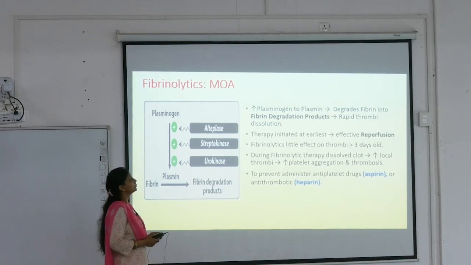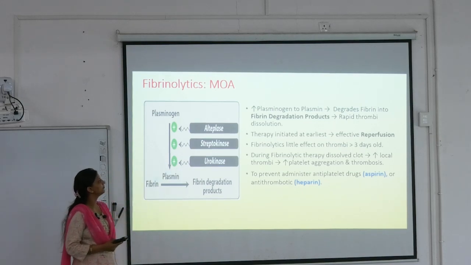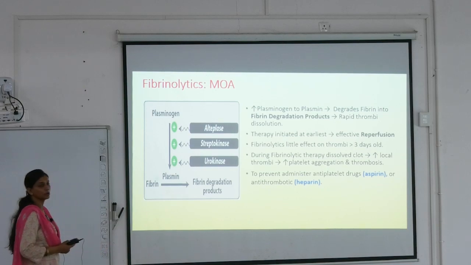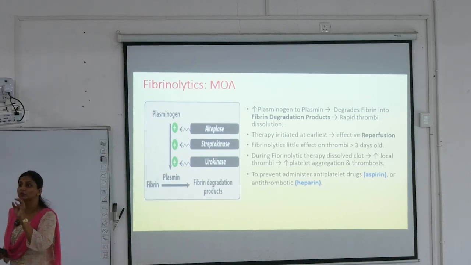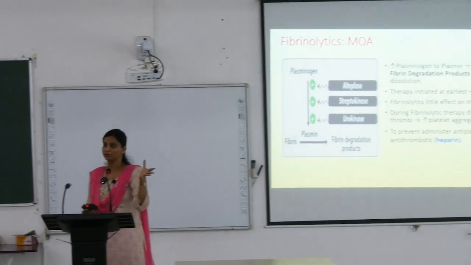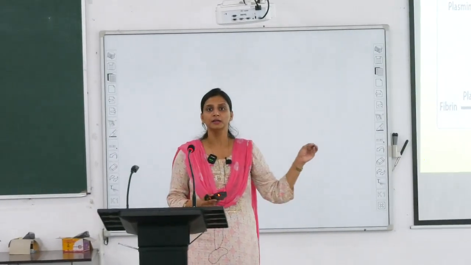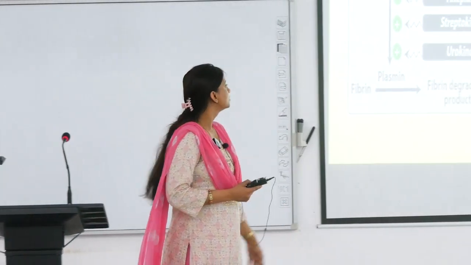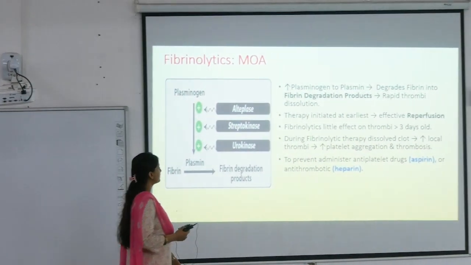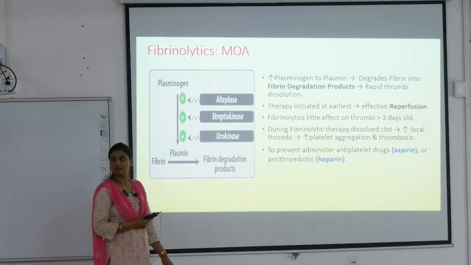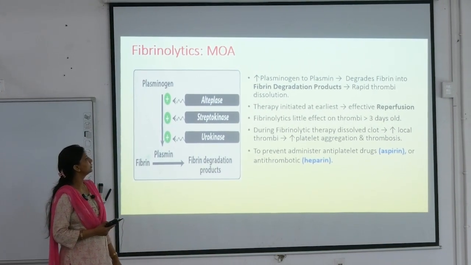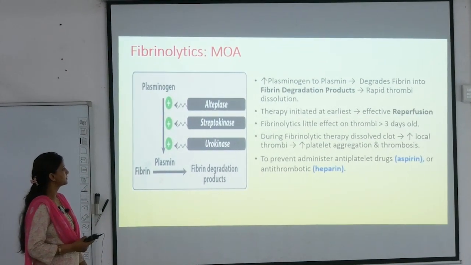Increased plasminogen to plasmin causes the degradation of fibrin into fibrin degradation products and the thrombi will dissolve. But this cannot happen when the thrombus is more than 3 days old. So you have to go for recanalization early. Within 3 days, you have to start this drug. So what are the drugs? Alteplase, streptokinase, urokinase. These are the drugs used for the breakdown of fibrin into fibrin degradation products.